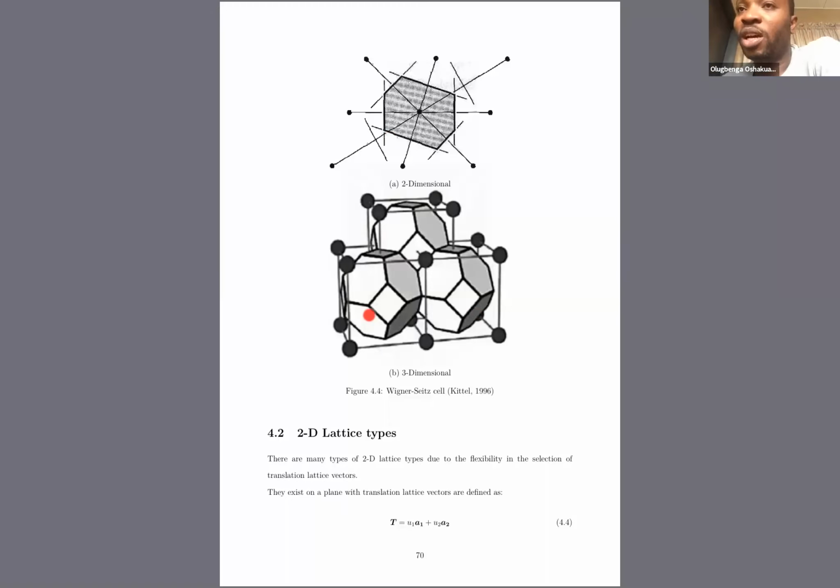So I think I should stop here. Next class would start with 2D lattice types, and I hope by next class we should conclude everything we have to say about crystal structure. Do we have any question before we leave?